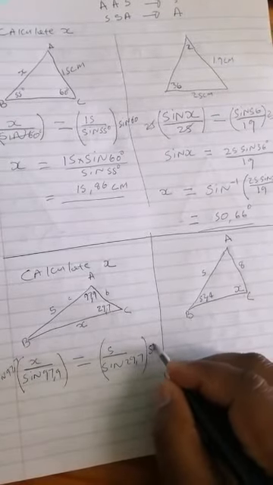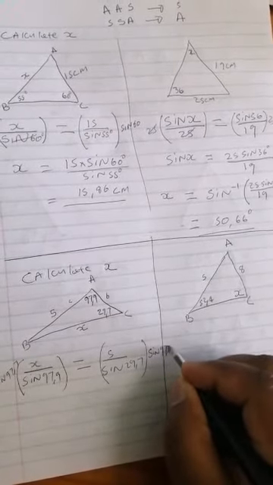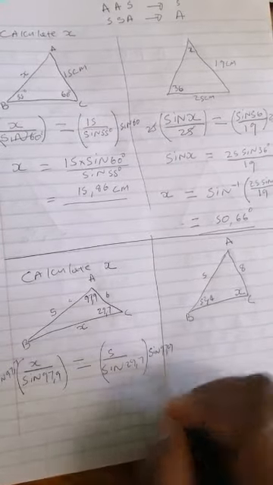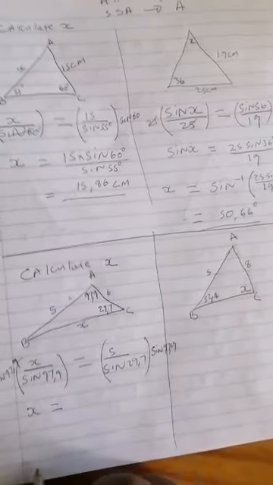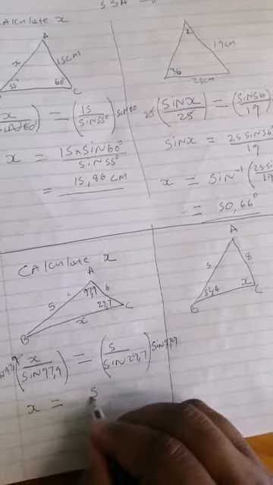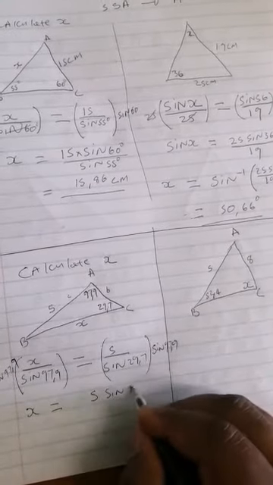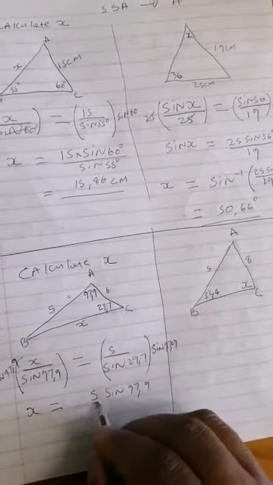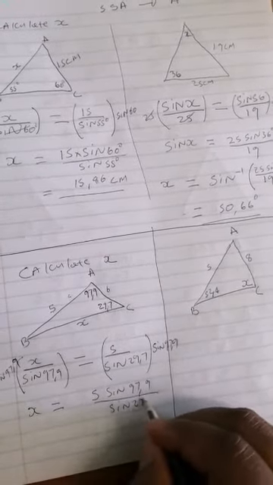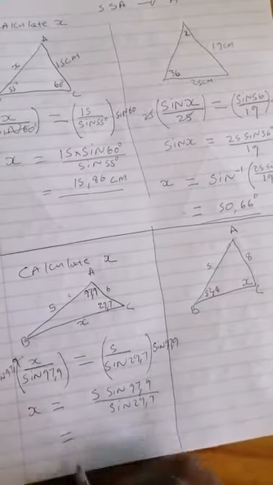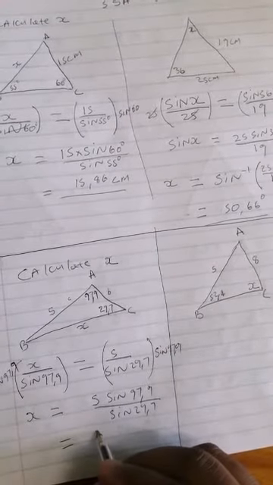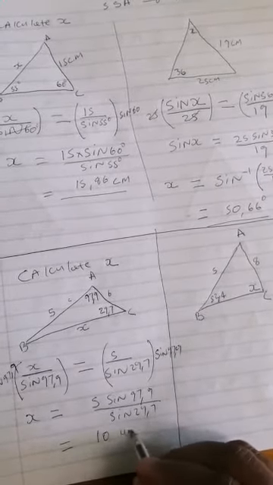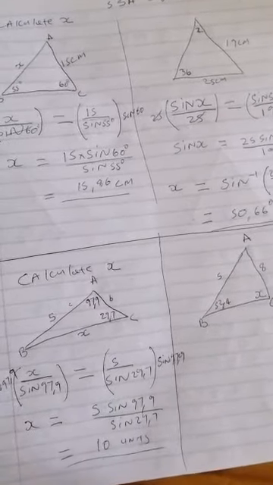Again, multiply it by sine 97,9. Okay, and then you'll have x equals 5 sine 97,9 over sine 29,7, and you just do that on your calculator and you will realize that x is equal to 10 units. It's actually 10,999, and you can round it off to 10.